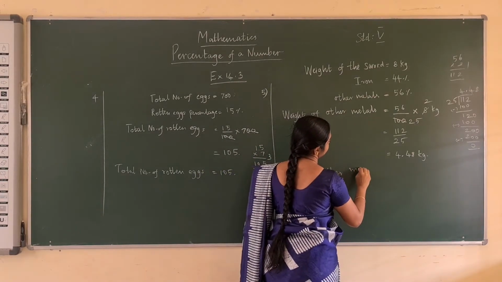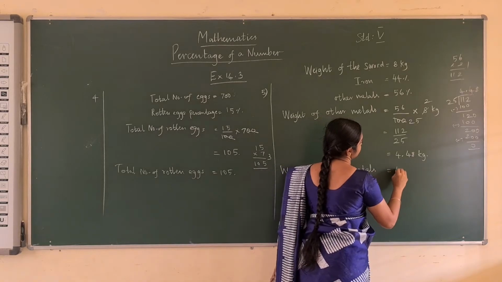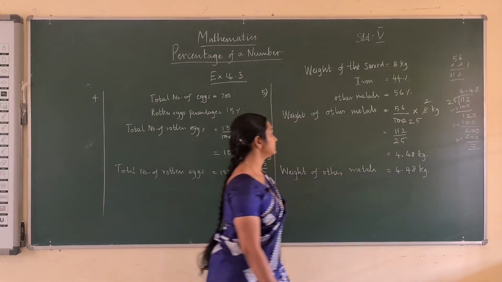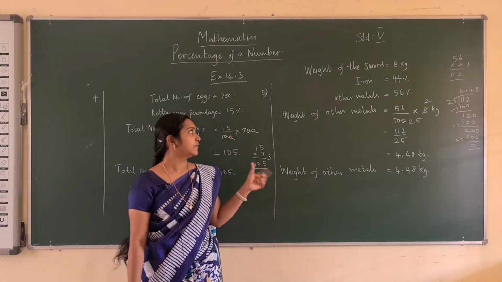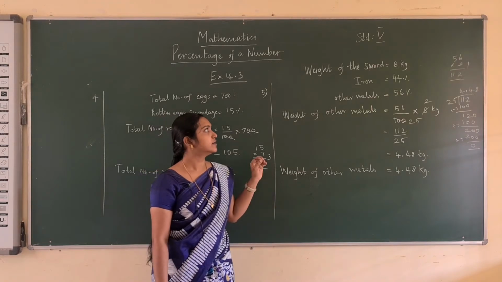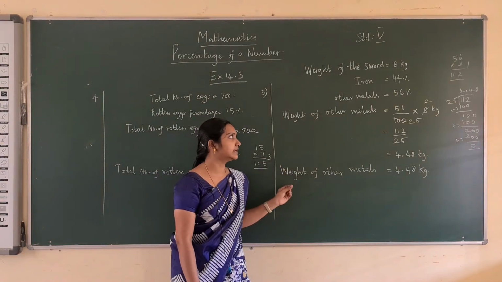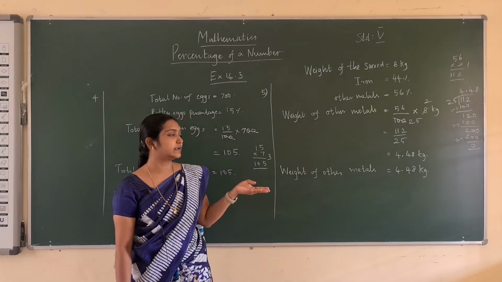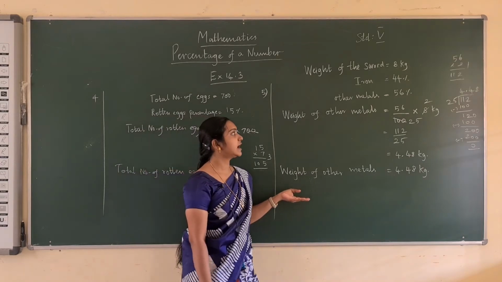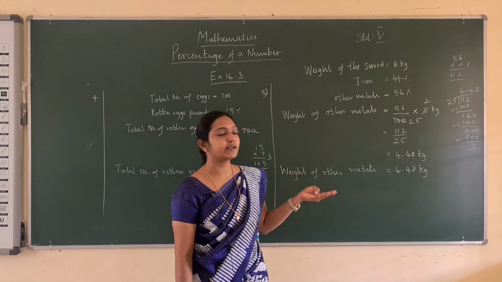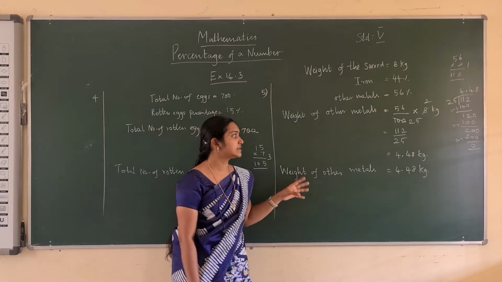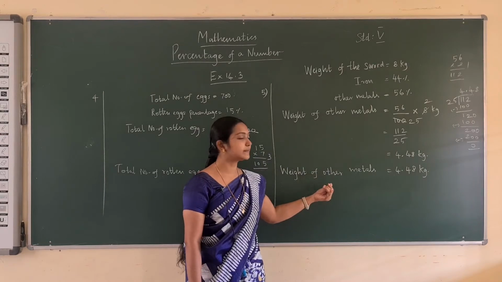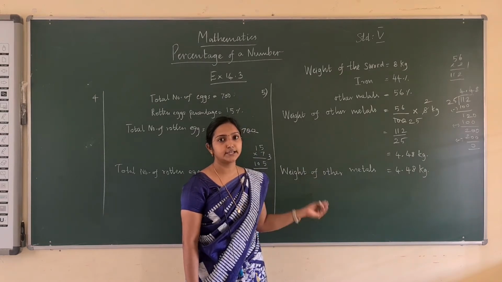Weight of other metals equal to 4.48 kilogram. This is the answer. Weight of a sword is given. In that sword, 44% is iron, other metals is 56%. We have to find the weight of other metals. To find the weight of other metals, we have to divide 56 by 100 and multiply it by 8. If we simplify, we have got the answer as 4.48 kilogram. So the weight of other metals is 4.48 kilogram.